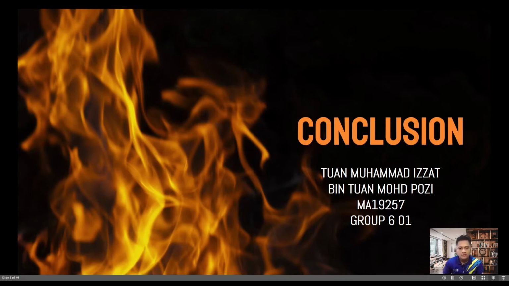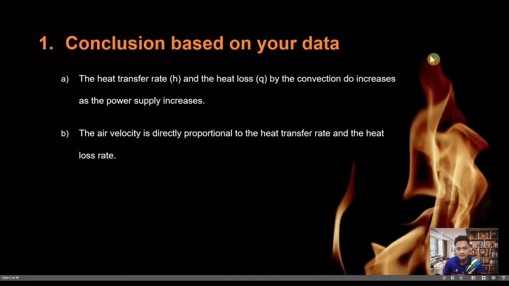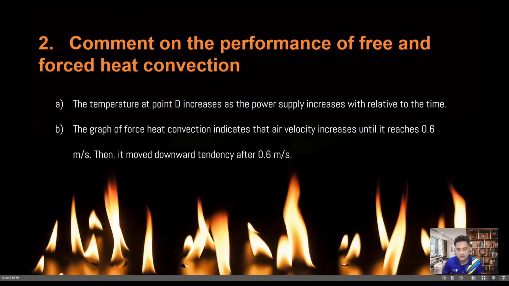For my part, I will explain the conclusion. For the first question of the conclusion, draw the conclusion based on the experimental data. To conclude, we can see that the heat transfer rate and the heat loss by convection increase as the power supply increases. Other than that, the air velocity is directly proportional to the heat transfer rate and the heat loss rate. Next question, comment on the performance of free and forced heat convection.